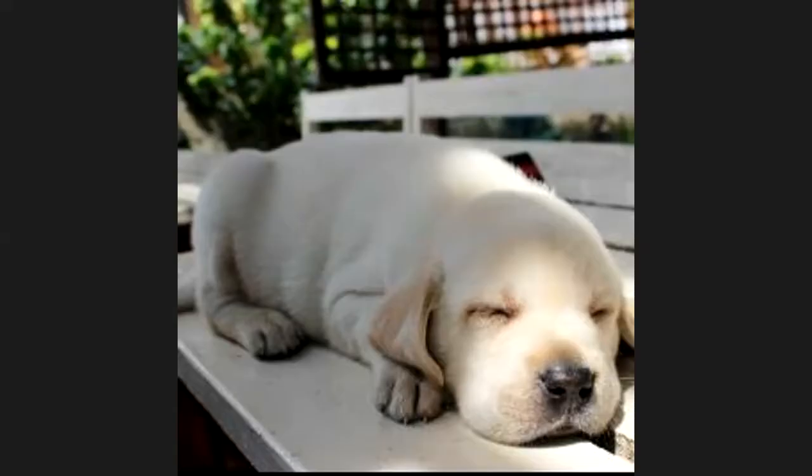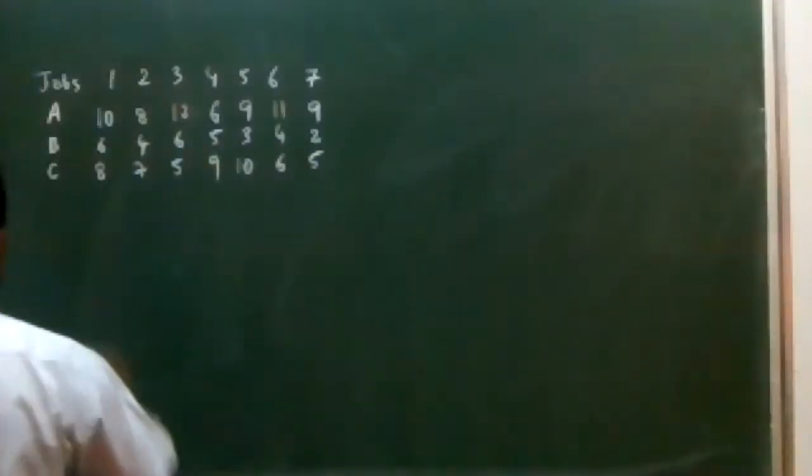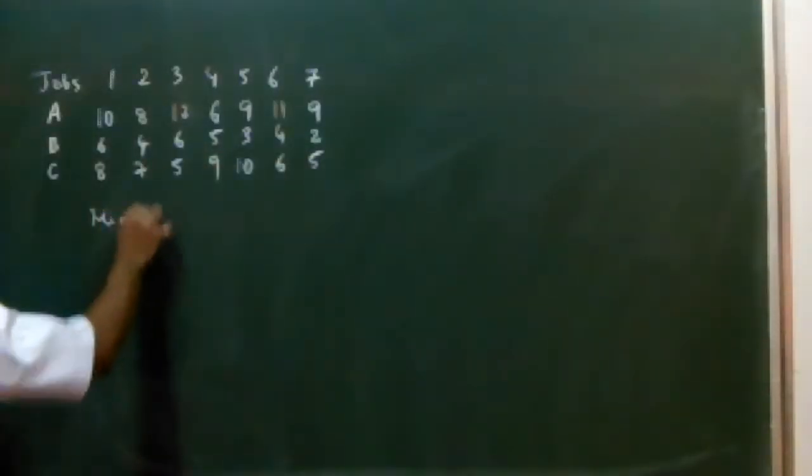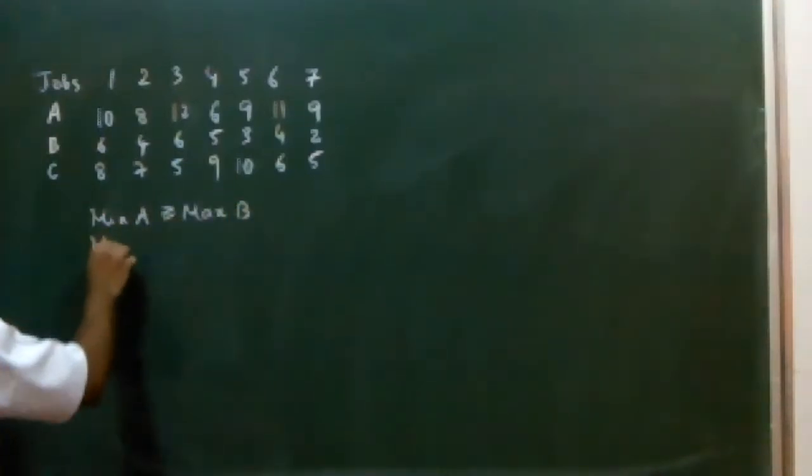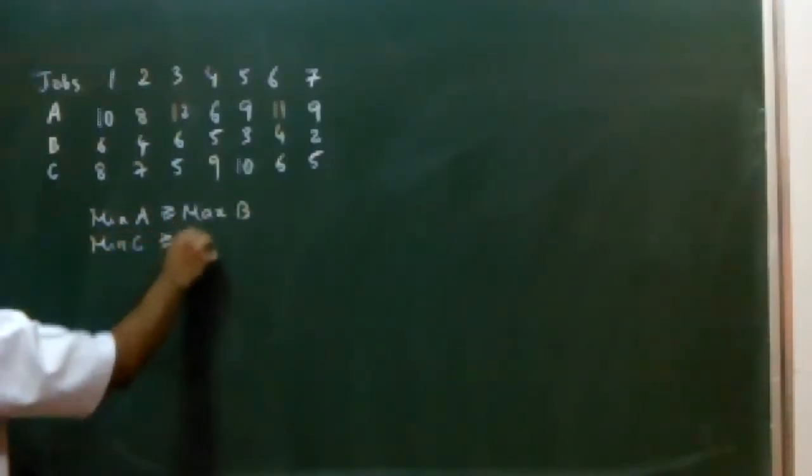Verify that the minimum of A should be greater than or equal to the maximum of B, or the minimum of C should be greater than or equal to the maximum of B. Very good. So we are supposed to verify the condition. Either of these conditions should be satisfied.